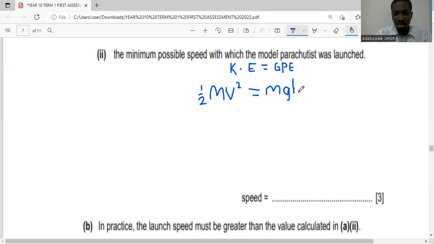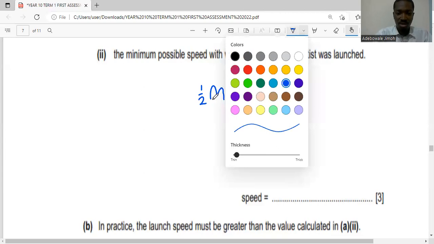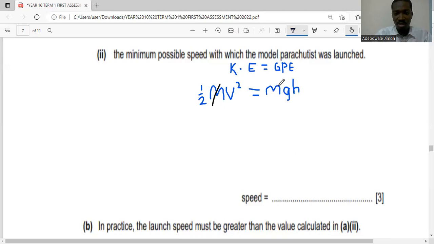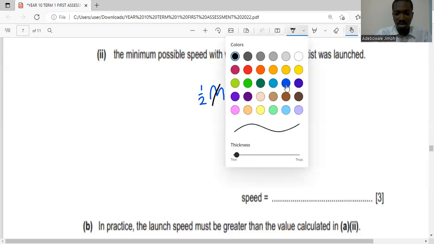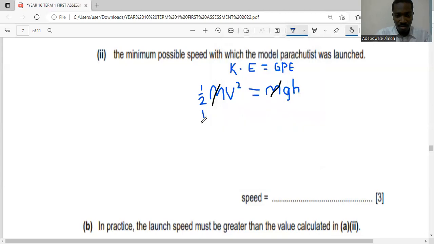Now you can see that m is common on both sides. So what can you do here? You can remove it from the expression. We can cancel out m from both sides of this equation. So the equation then reduces to half v squared is equal to gh.